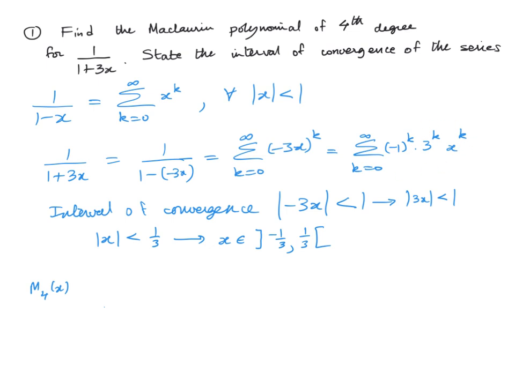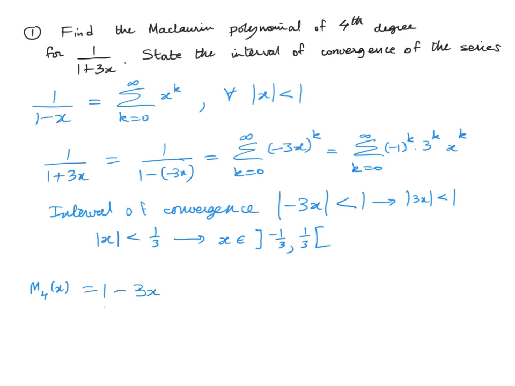So when k equals 0, I end up with negative 1 to the 0, which is 1, 3 to the 0, which is 1, x to the 0, which is also 1. So this whole thing is just 1. Now when k equals 1, I get negative 1 to the 1, which is negative, 3 to the 1 is 3, and then x, so minus 3x.